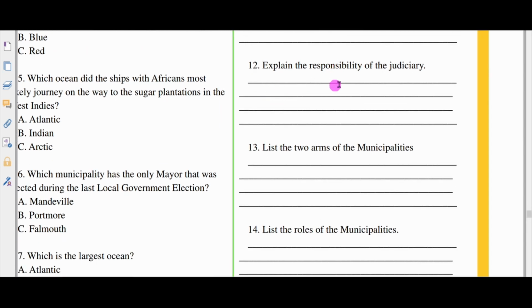Number 12, explain the responsibility of the judiciary. Now, the judiciary will look at the laws that have been passed by the government, and then they will make sure that those laws are being enforced through the Jamaica Constabulary Force. So if there's a law that says you should not turn right at a particular intersection, and the police sees you breaking that law, then you can be given a fine in the form of a ticket.